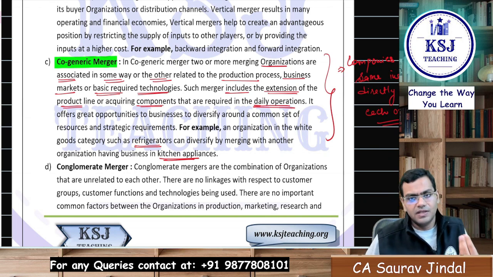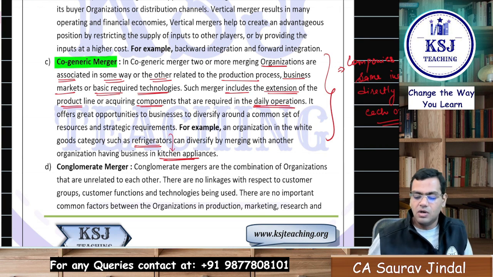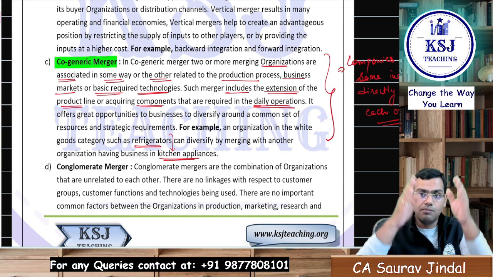Either they are serving the same market or they are in the same industry, but not directly competing with each other, so that they can increase their product line. Here, why did the refrigerator company go for kitchen appliances? Now, this is not a horizontal merger because they are not into the same business. This is not a vertical merger because they are not in the process line.